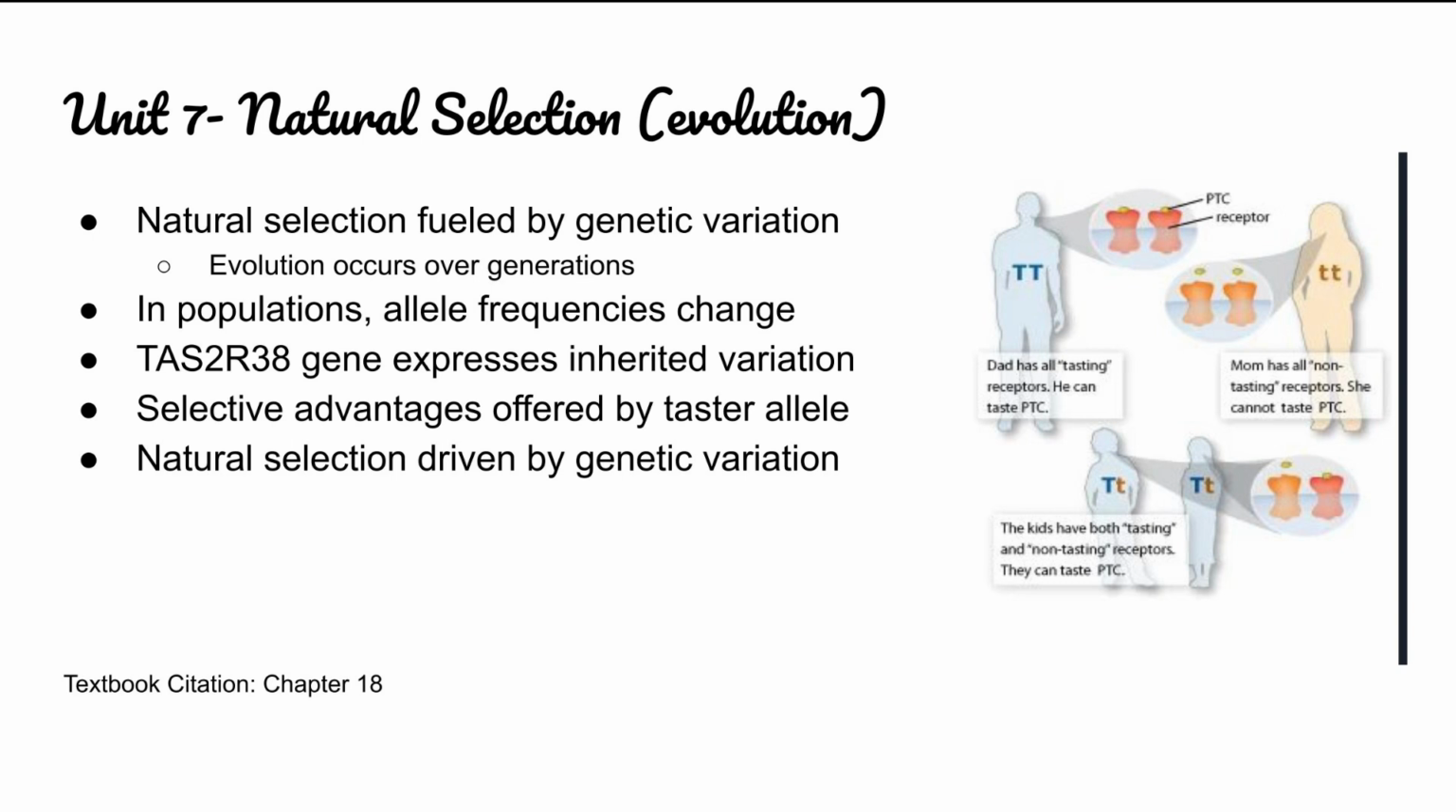Our lab connects to this unit through the TAS2R38 gene. The ability to taste bitter compounds like PTC might offer a selective advantage by helping people avoid toxic substances in nature. However, the non-taster allele is still common, which suggests that in some environments, being a non-taster may also be beneficial, or at least neutral.